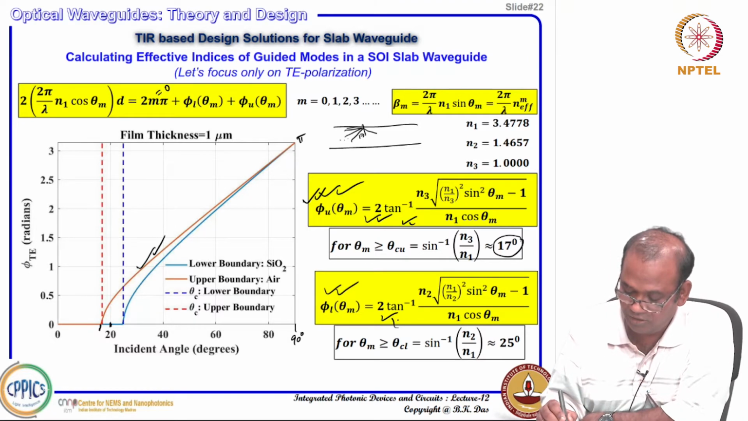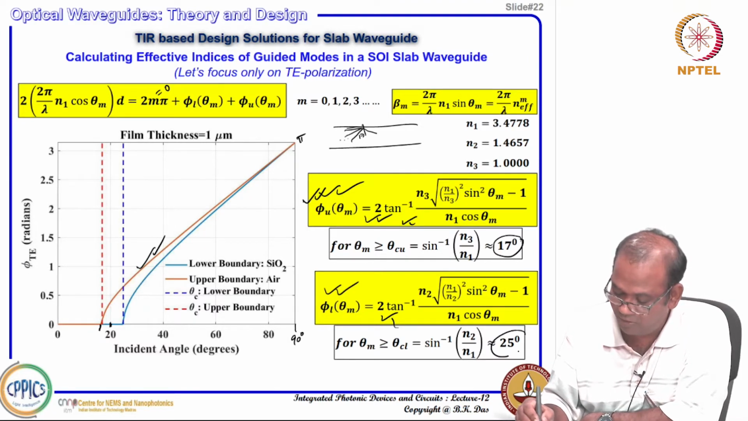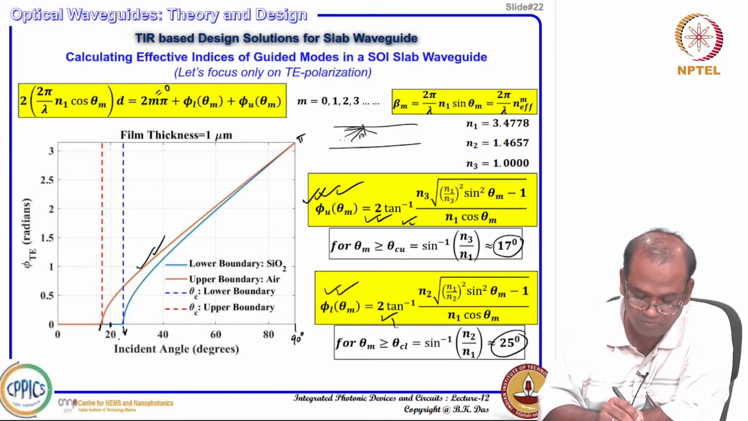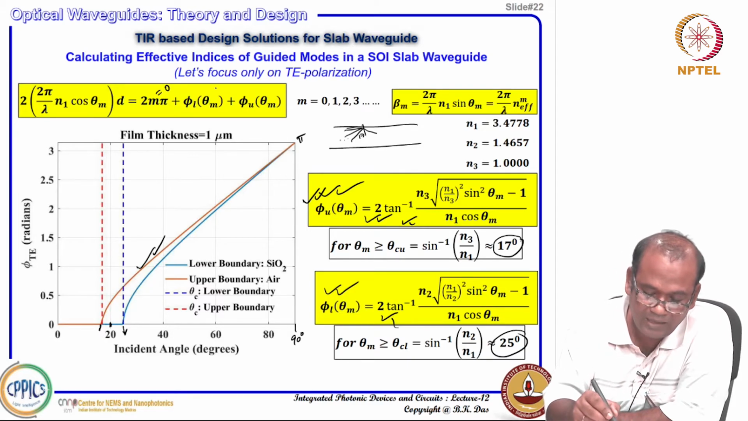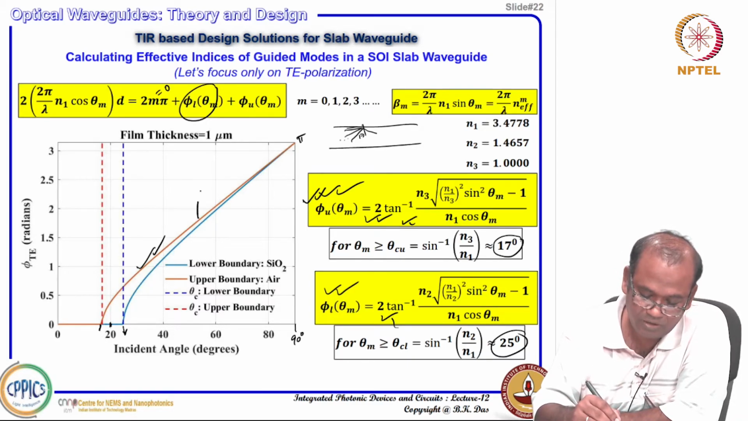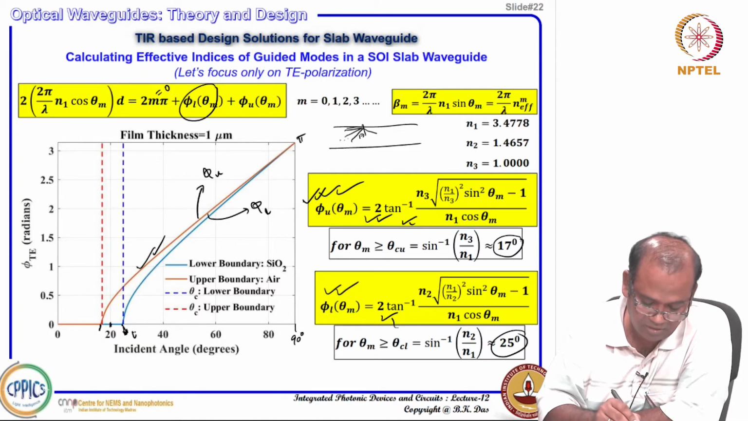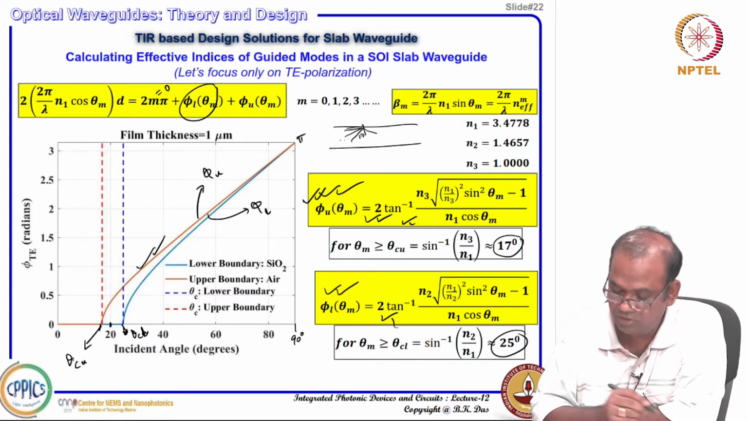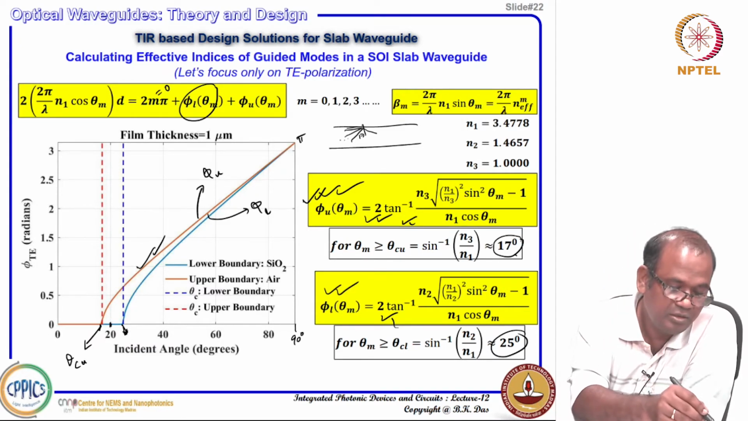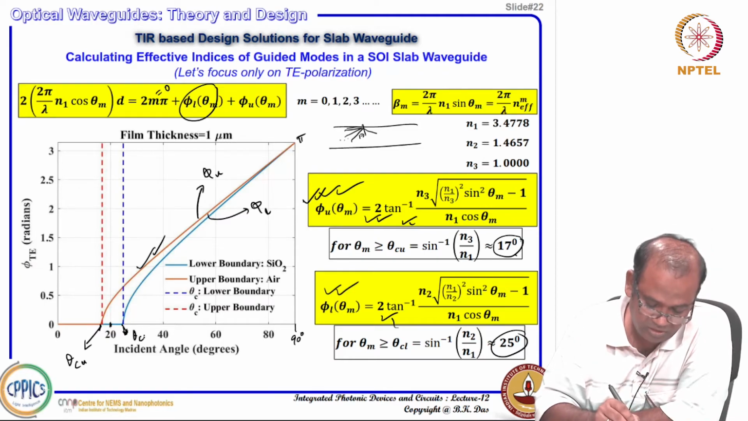And if you plot the phase change for the lower interface, it starts from around 25 degree. So for m equal to 0, I can plot this one, which corresponds to phi u, and this one corresponds to phi l. Here we can call them theta c u and theta c l. Theta c u is 17 degree, and here you have your theta c l.